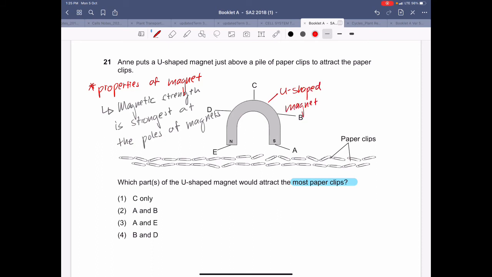The ends of it will be over here. So for a bar magnet, it will be over here and here. And then you have a button, which is over at the front and the back. So these are the poles of your magnet. So obviously the answer in this case is E and A. Very straightforward, because E and A are actually the poles of the magnet, which means that they have the strongest magnetic strength.